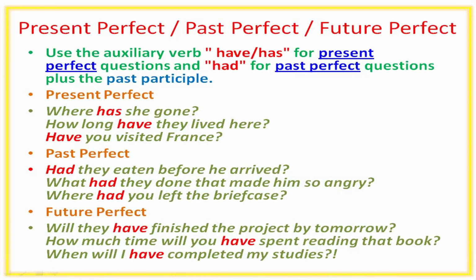Present perfect, past perfect, and future perfect tenses. Use the auxiliary verb have or has for present perfect questions and had for past perfect questions, plus the past participle. Present perfect: Where has she gone? How long have they lived here? Have you visited France? Past perfect tense: Had they eaten before he arrived? What had they done that made him so angry? Where had you left the briefcase?